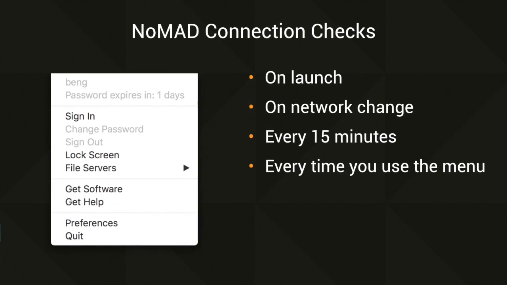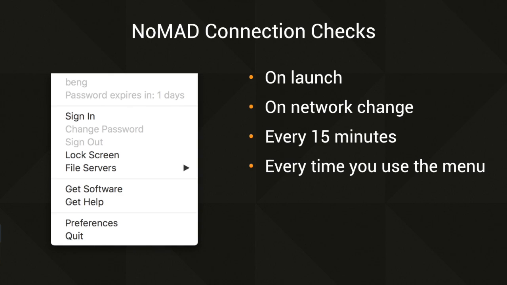NoMAD checks for things on launch. We listen for network changes. We'll fire off a script on network change if you want us to. Every 15 minutes, we check our environment to see if everything's the same as it was. And then every time you use the menu item, so if you click on the menu item, you'll actually get it updated at that time. So that was an easy way that if users were like, well, wait a minute, that's not my password expiration time, and they click on the menu, because that's what you do, it would update in the background and then automatically show them the new stuff.